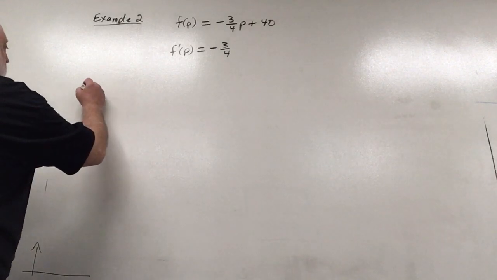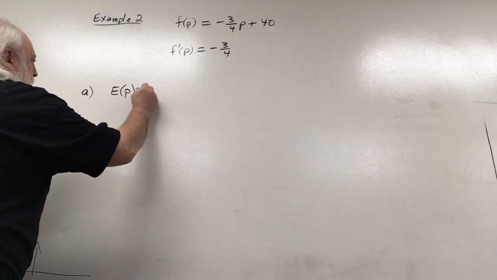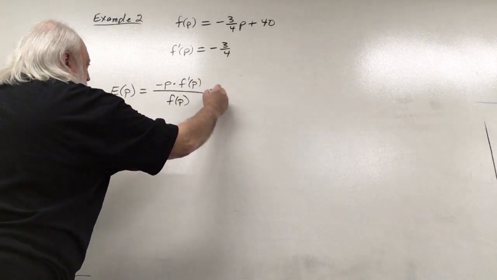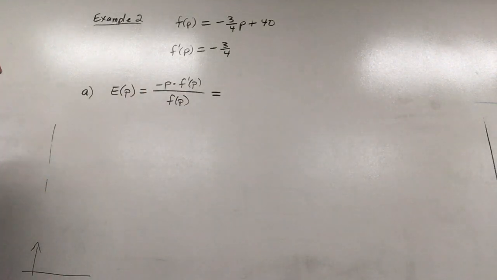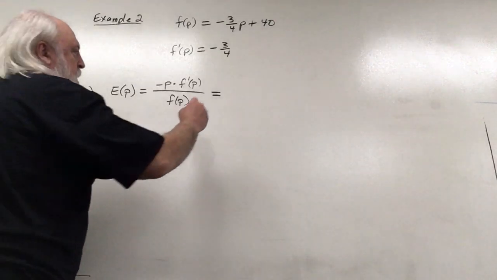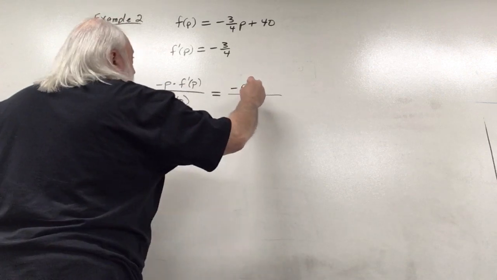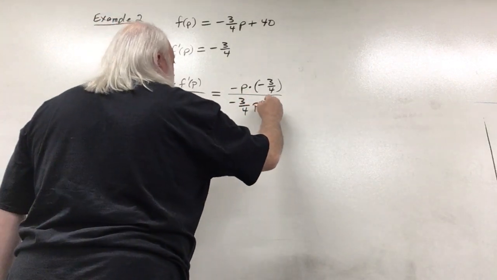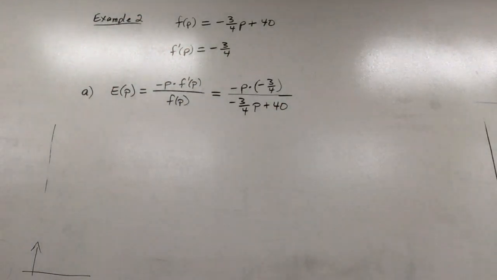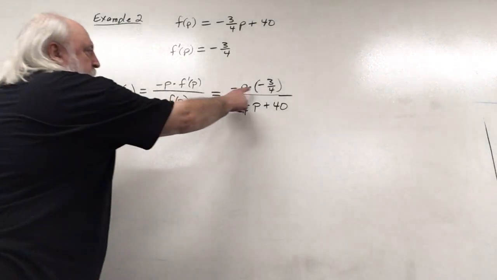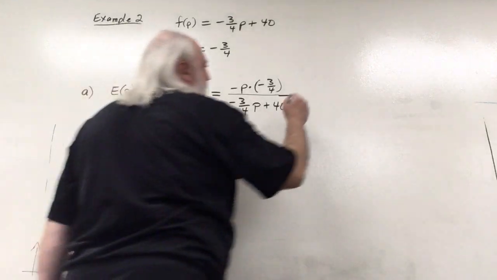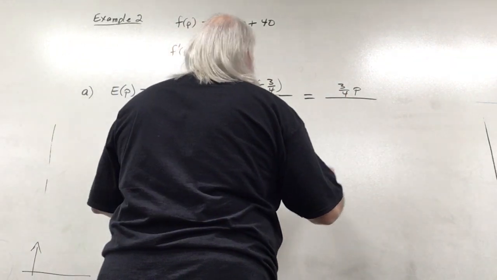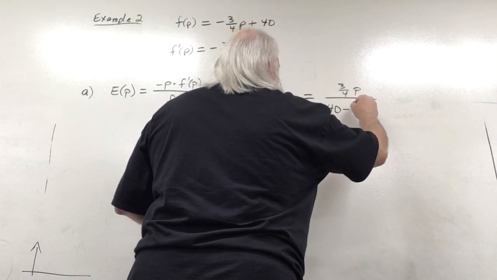So in part A, you have to calculate the elasticity function, E of P, which I write as minus P times f prime of p over f of p. I brought the minus sign that was out in front of the fraction into the numerator. I can do that. And now when I substitute, I have minus p times minus 3/4 over minus 3/4 p plus 40. And now we simplify. In the numerator, negative times the negative is positive, so the minus signs go away. And then we have p times 3/4, which is the same as 3/4 times p. And in the denominator, I can write that as 40 minus 3/4 p.